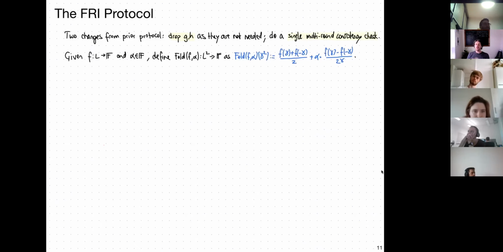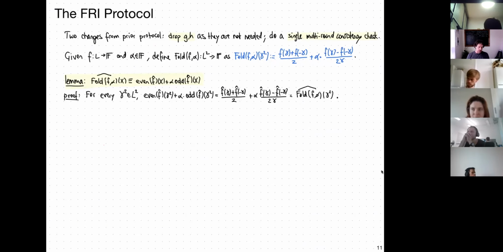First of all, to make things more concrete, what do I mean by this folding? Let's formally define it. Given some function f that I care about and some random folding element, we define to fold f using randomness alpha as follows. We'll have this term, which we'll see in a second corresponds to the even polynomial, and this part, which is alpha times the odd part. Why is that?